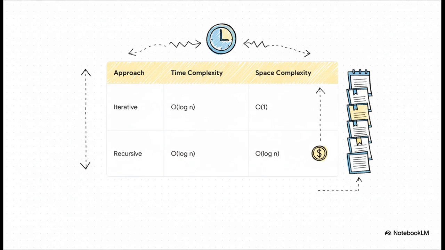The time complexity is wicked fast for both, O of log n. That's the power of divide and conquer right there. But the space complexity tells that same familiar story. Iteration: flat, constant, O of 1 space. Recursion: its memory needs grow, this time logarithmically, right along with the input size. Again, it's all about those bookmarks.